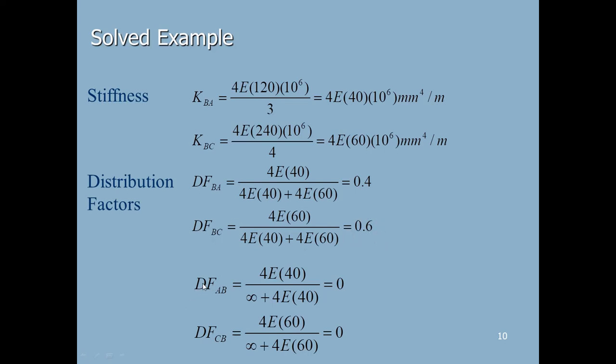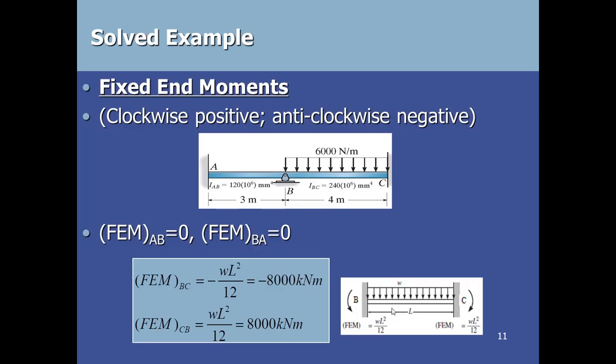Now when we come to the fixed ends at A and C, the distribution factor for AB will be taken as 0 because here we have a fixed support, and fixed support will have infinite stiffness. So when we substitute here, this whole thing will become 0. Similarly here at joint C. So remember that at the fixed end the distribution factor will be 0. Nothing will be distributed. Then we calculate fixed end moments.